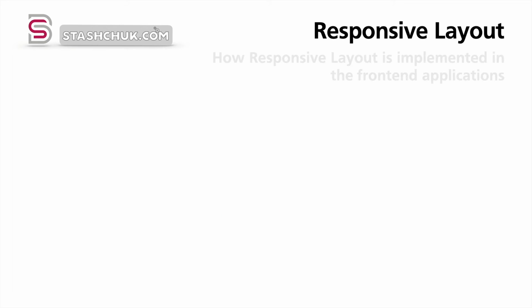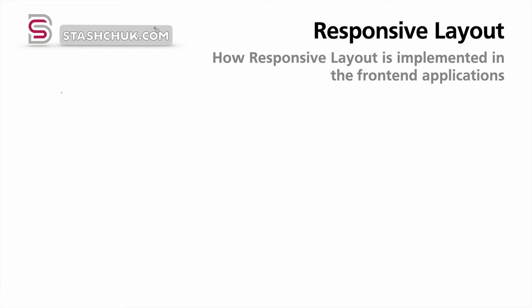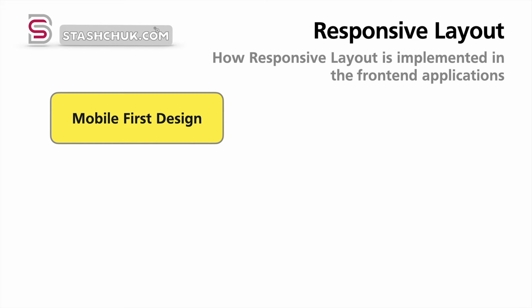But how could responsive layout be implemented in front-end applications? Which tools are used for that purpose? Let's have a look at some of them. Mobile-first design. This is an approach in design and development of any modern front-end application which requires starting the actual design with the mobile user in mind and adapting the application to mobile devices first and only then expanding it to desktops. The opposite approach is wrong because it is much more difficult to adapt a desktop application to mobile than to initially design the application for mobile users.